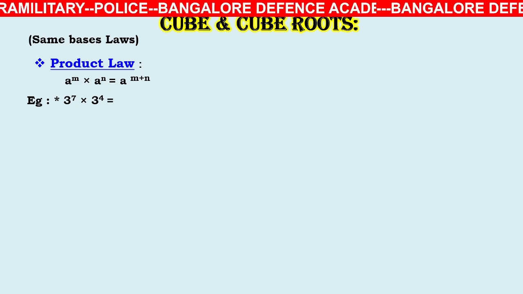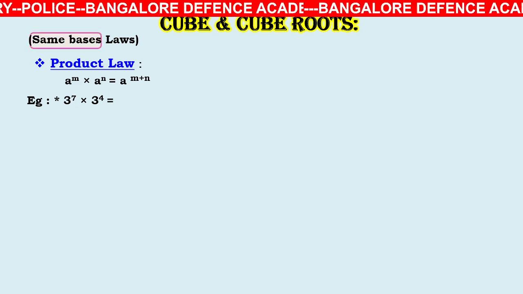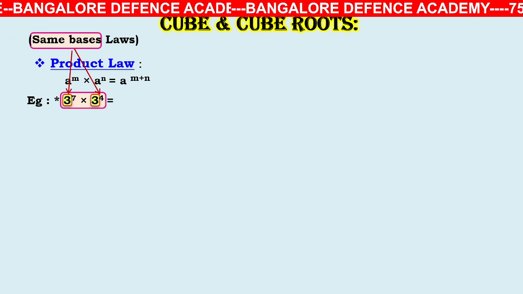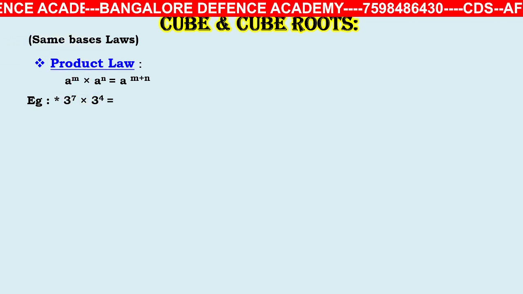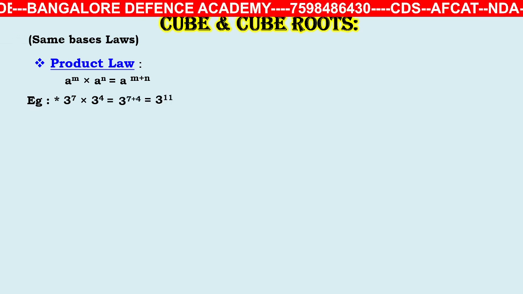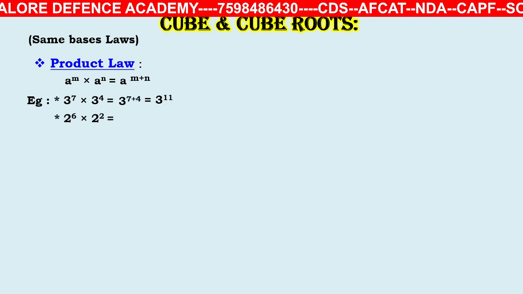3^7 into 3^4. Here the bases are the same, 3 and 3, and there is a product in the center. So I am going to add the powers, that is 7 plus 4 gives me 11. So the answer is 3 to the power of 11.